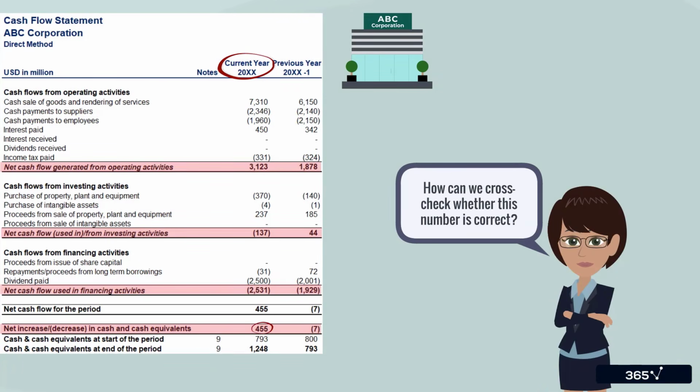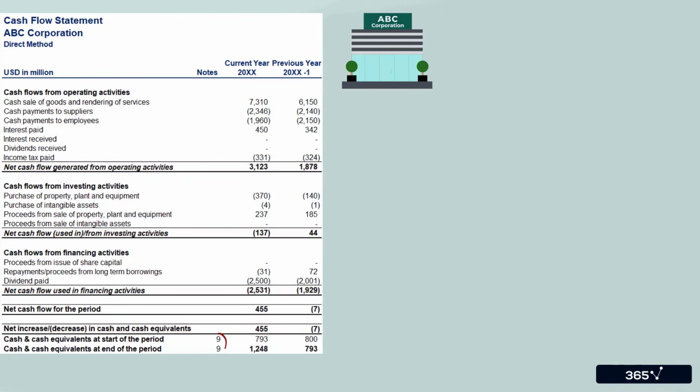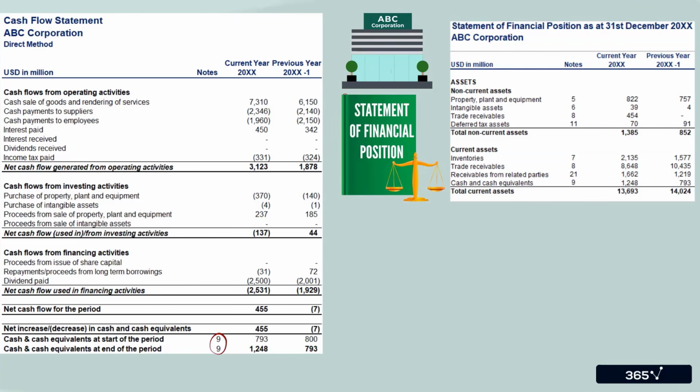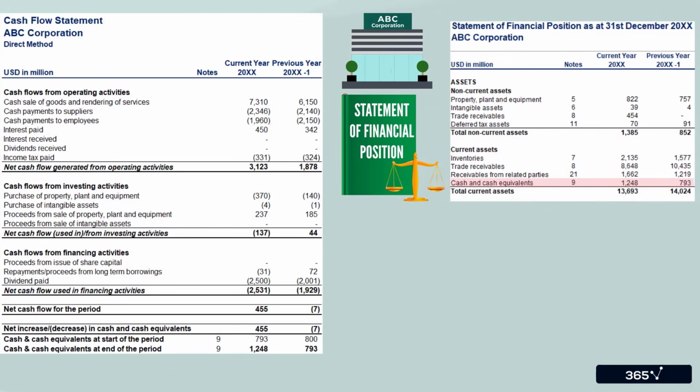How can we cross-check whether this number is correct? I'll give you a hint. Do you see the reference to footnote number 9 here? Okay. Now head for ABC Corporation's balance sheet. Then, you go to the Current Assets section. There is the same footnote reference against the cash and cash equivalents line. So, let's take a closer look. At the end of the previous year, the company had an outstanding cash balance of $793 million. And at the end of this reporting period, it has $1,248 million.